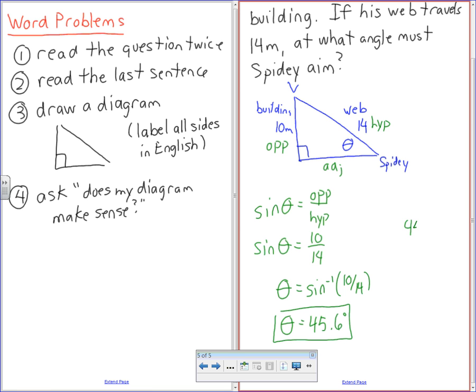What was the actual number? 45.58, and so on. But because of the 8, it's going to round up to 45.6.